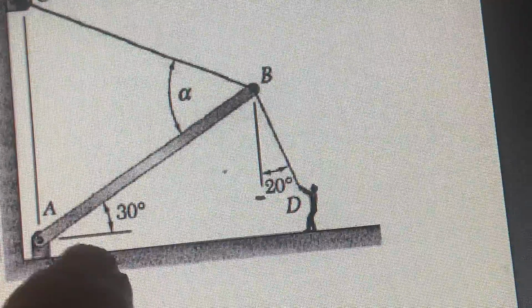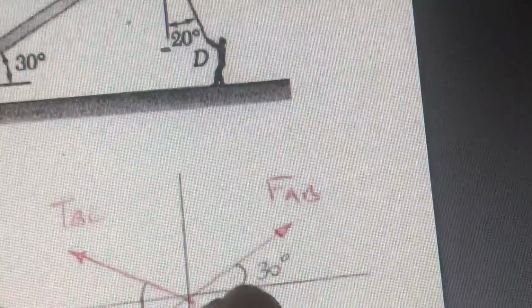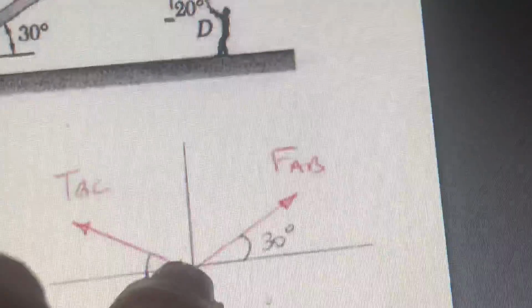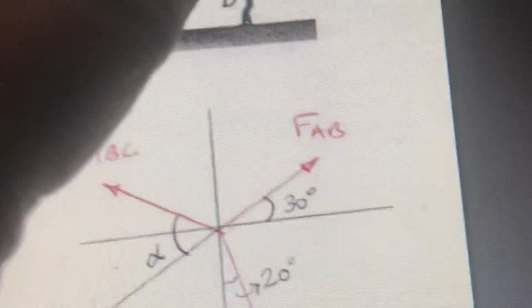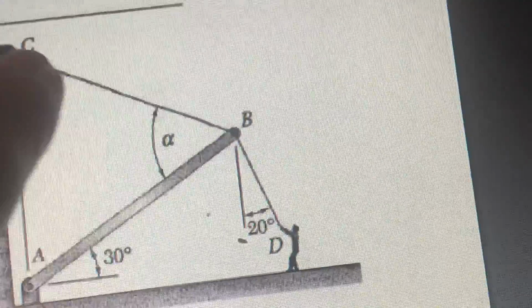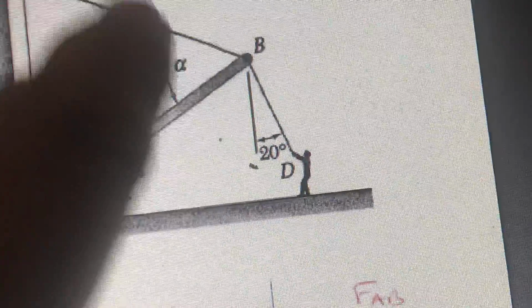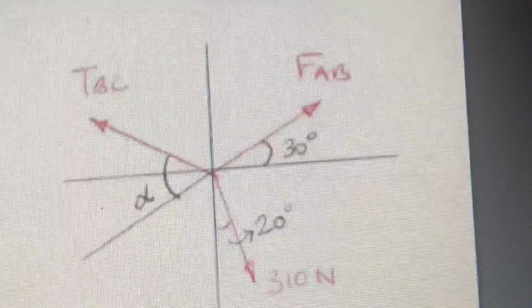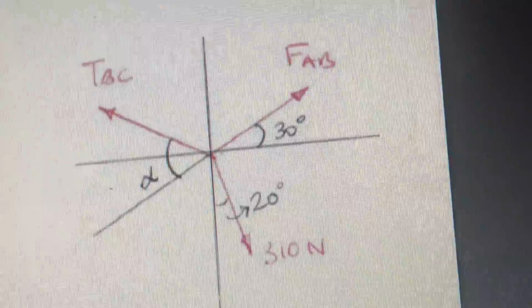So force AB is at an angle of 30 degrees with the x-axis. I'm going to assume it's a tension on point B. And this tension CB is at an angle alpha with the force AB. Look at this, it's alpha with the force AB. So this is the alpha. And plus there is a tension BD, and you can see that it's 310, 20 degrees with the y-axis.